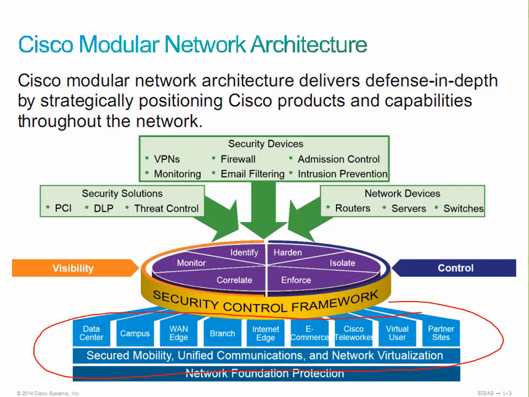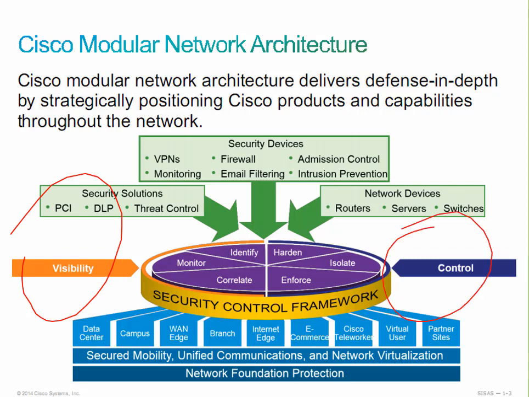All right. Obviously, we have different building blocks here, what we call the modules of the network: the WAN edge, the branch module, e-commerce, teleworker, and so on, which may or may not all apply to your organization, but certainly we want to consider those components as part of our security architecture. We want to be able to see what's happening in the network. We want to be able to control what's happening in the network.